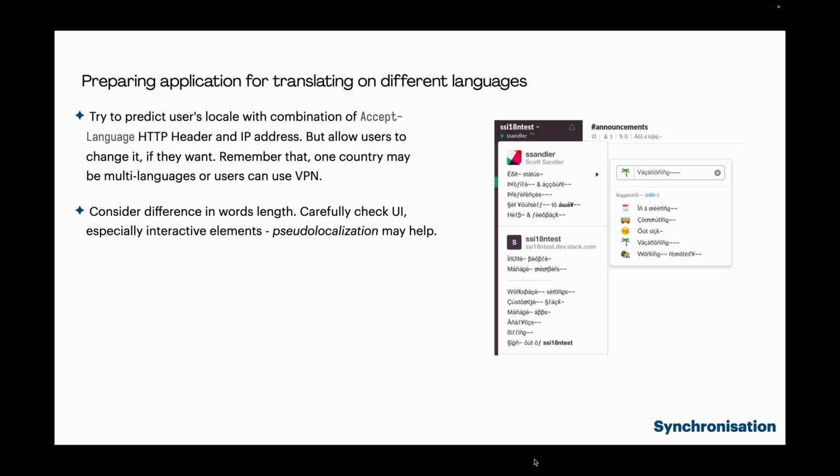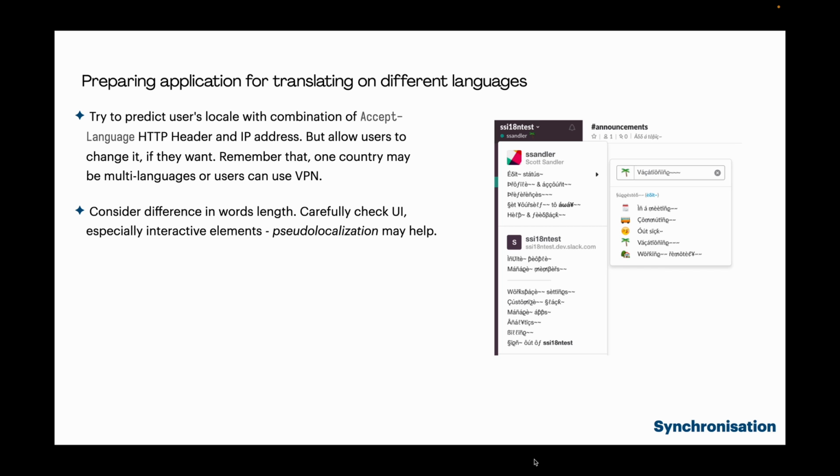Consider differences in word length. Carefully review the user interface, especially interactive elements. Pseudo-localization may be helpful here. Pseudo-localization is a technique used for testing localization. It involves using a pseudo-language instead of a real language. It keeps strings readable but highlights problematic areas common to real languages.